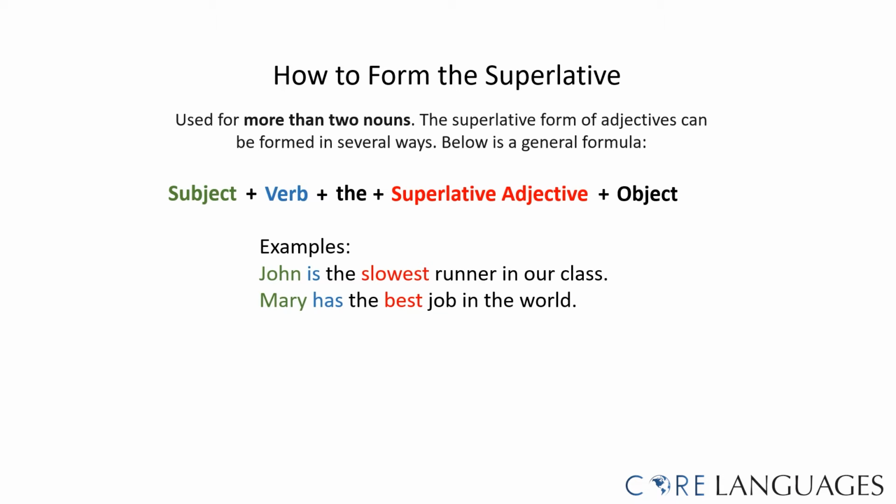Mary has the best job in the world. We compare her job to all the other jobs in the world. The turnip is the most bitter vegetable. We compare the turnip to all the other vegetables.